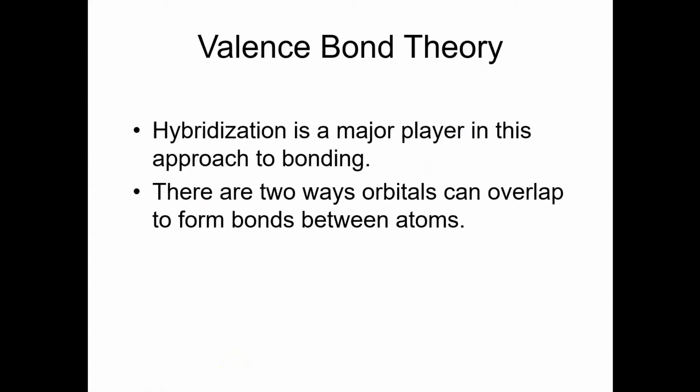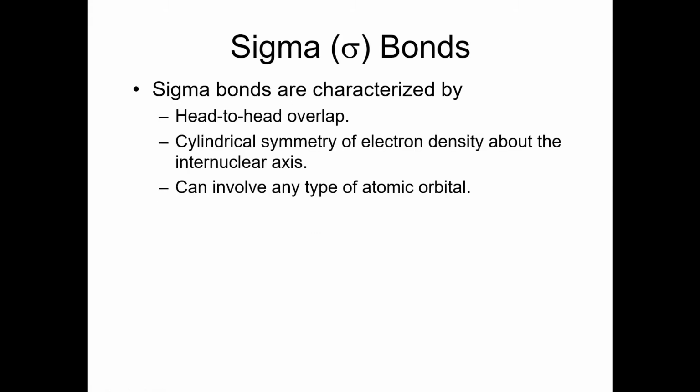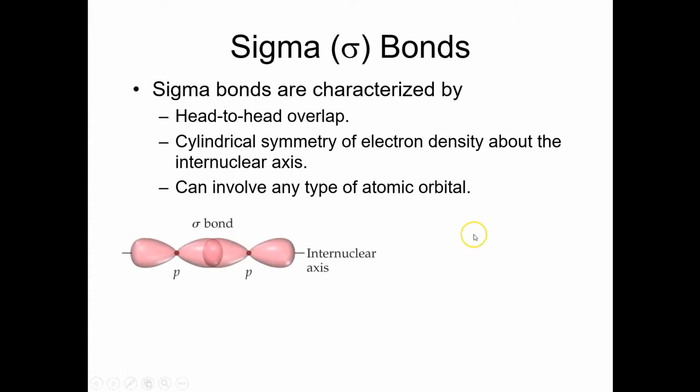Just really quickly, and then I'm going to wrap this up. Hybridization is a big player in what's called the valence bond theory model of bonding. And so we talked about overlap, and I'm just going to very quickly talk about the 2 different ways in which orbitals can overlap to form bonds. The first one's called a sigma bond, and a sigma bond is characterized by head-to-head overlap. The overlap and the electron density are on an axis between the 2 nuclei, and this can involve any type of atomic orbital.